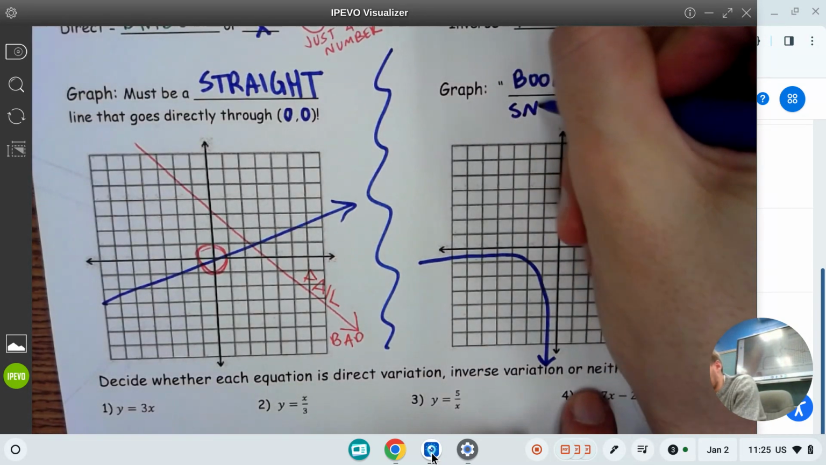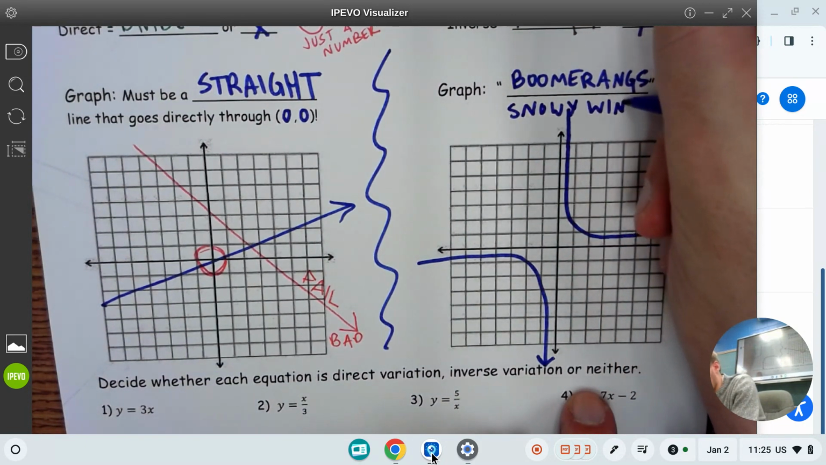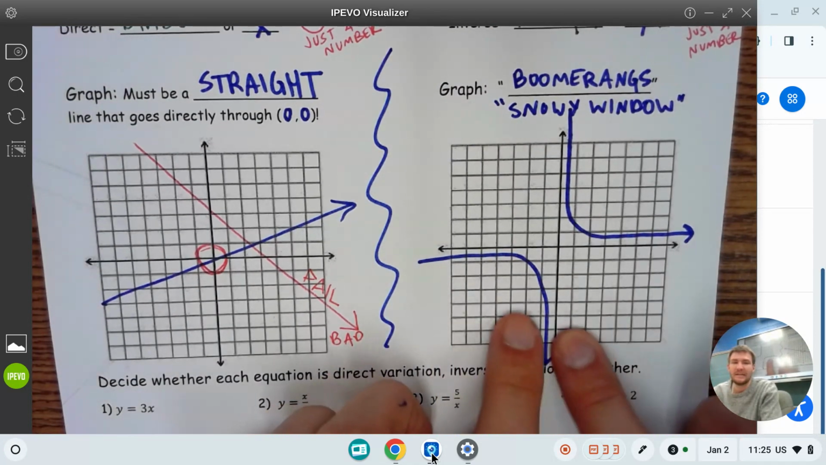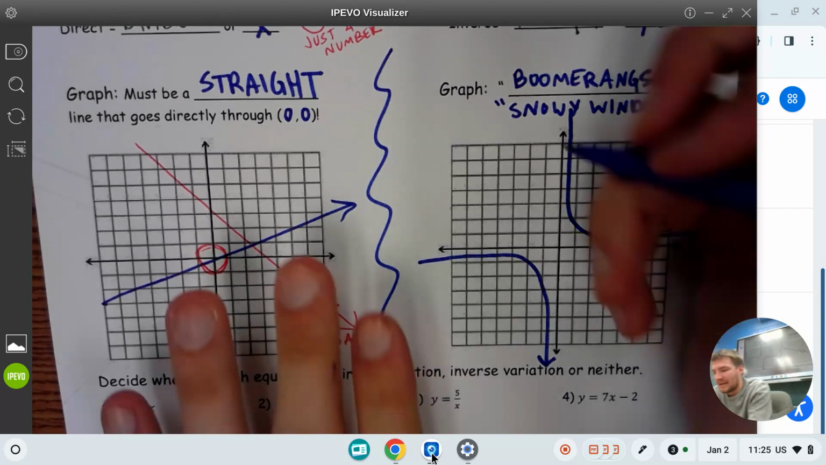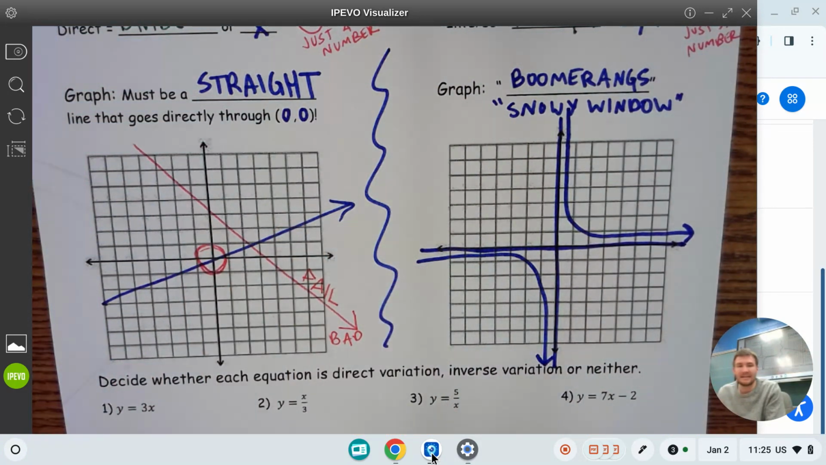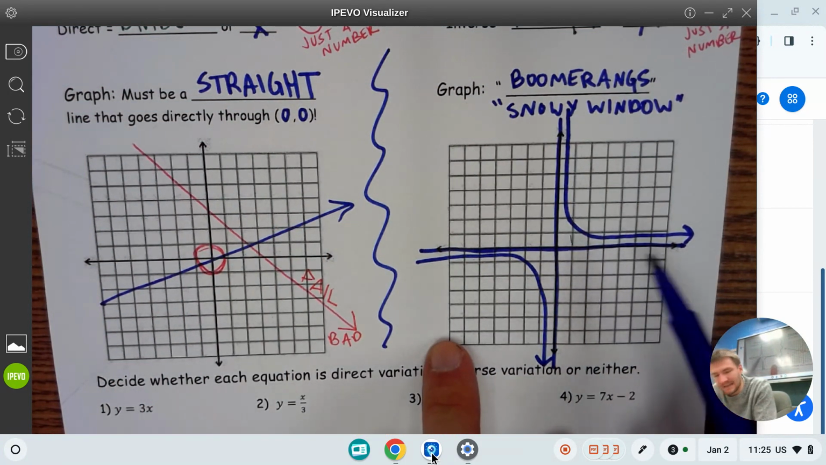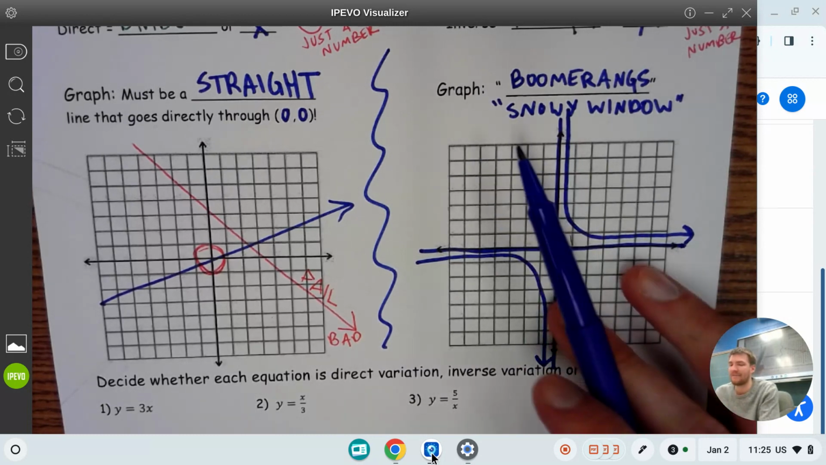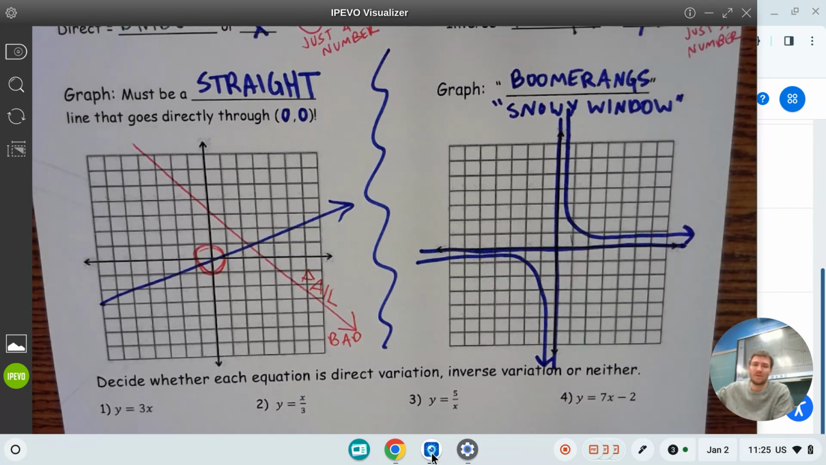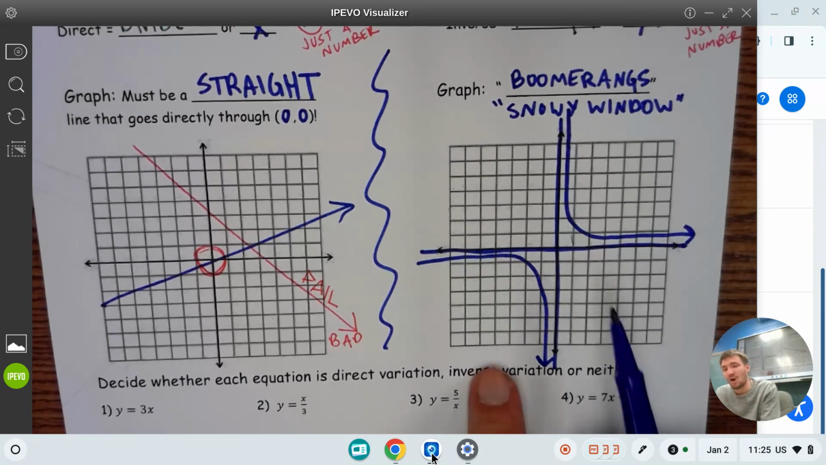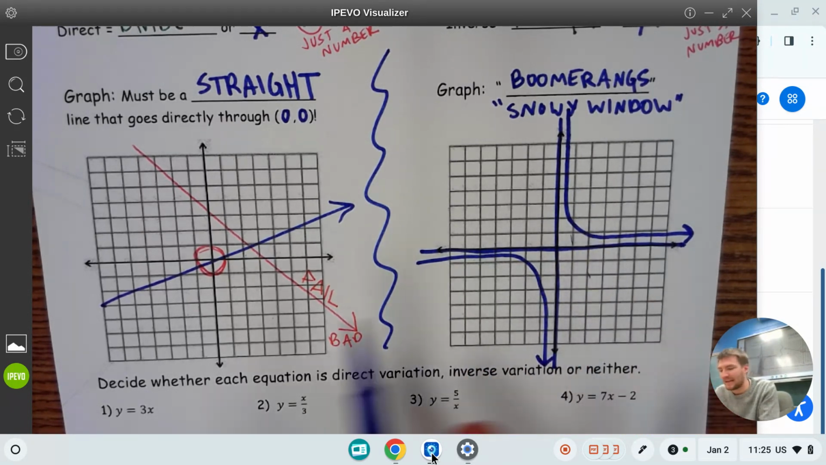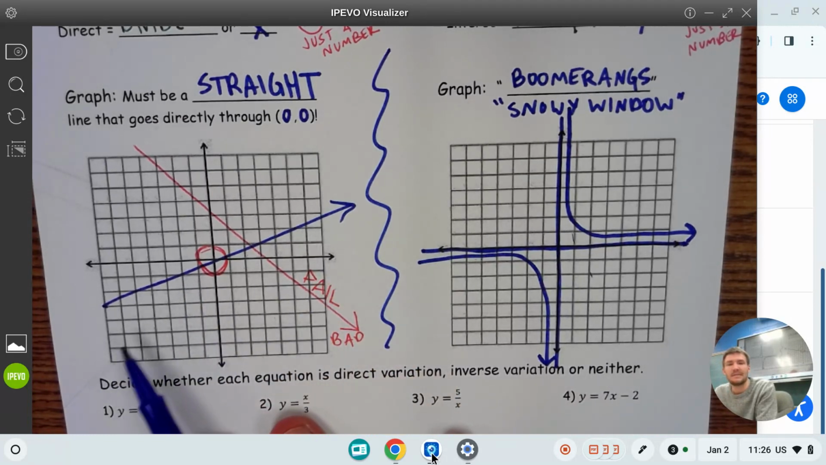I like to think of it like a snowy window. You guys know how snow kind of collects on a window and makes it look like you're snowed in. And if you think about the axis here, the y-axis and the x-axis, like the window frame, and then you got the snow that kind of collects. I don't know. Maybe I'm crazy. I like to think of it like a snowy window. Either way, boomerangs, snowy window, weird curvy L things. Again, you don't have to know everything about this. You got to know that this crazy graph is different than this boring straight graph.